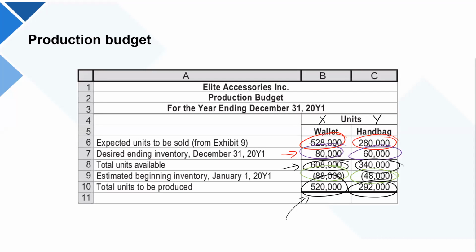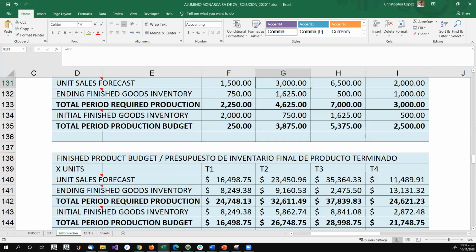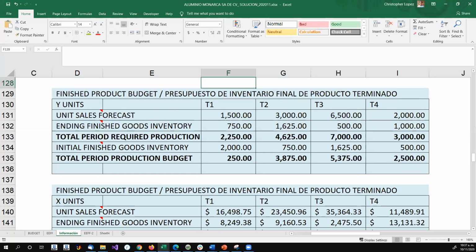I have one question. It's more convenient if we make two tables, right? For the production budget, one for product X and one for product Y. That's what you showed us in your results. That's why I have two, because there are two products, and then I'm going to add them up.